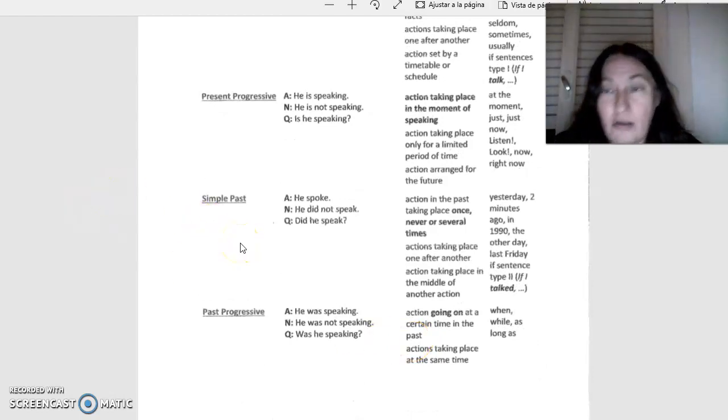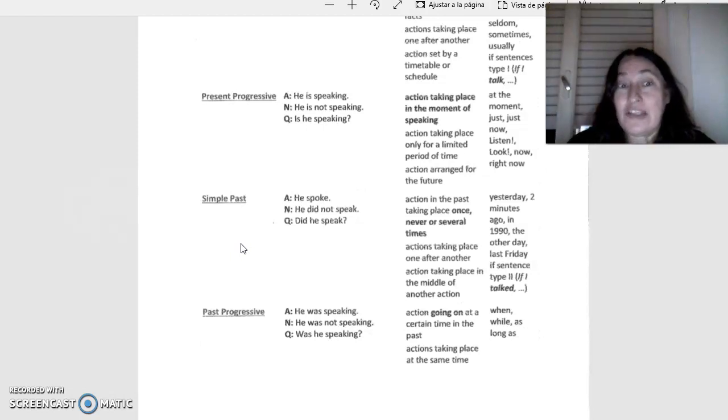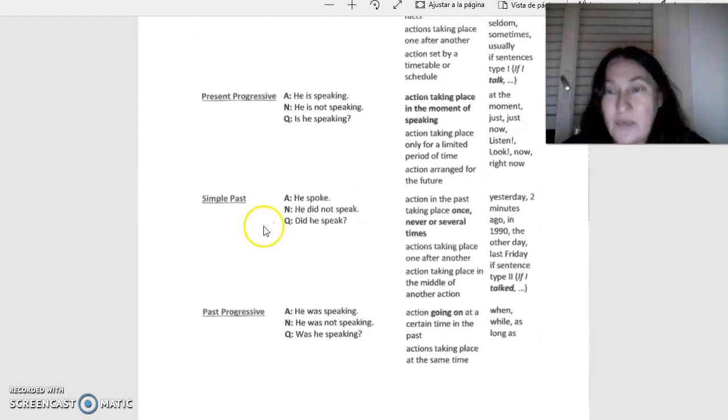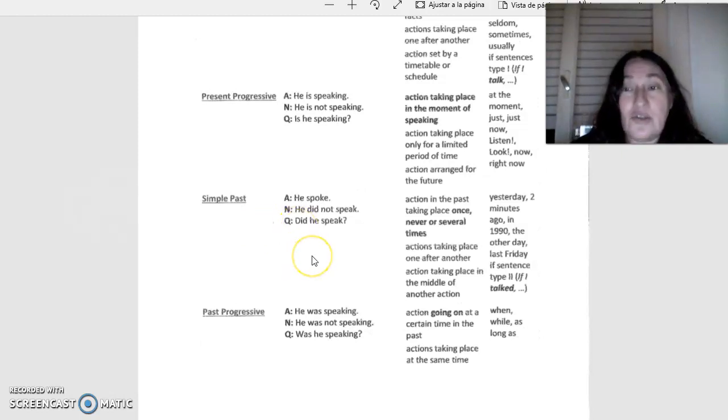In terms of form, the challenge, let's say, has to do with irregular verbs. You know, regular verbs in English take ed. For example, in the past, the verb play is played. Okay, I played tennis yesterday. But what happens with irregular verbs? We are supposed to remember the past form.